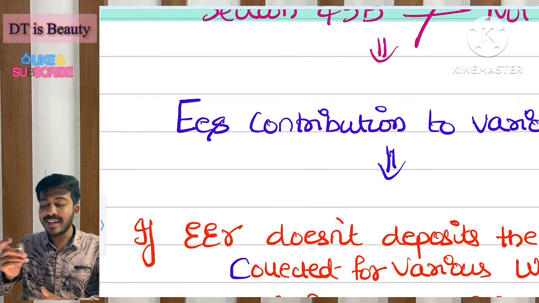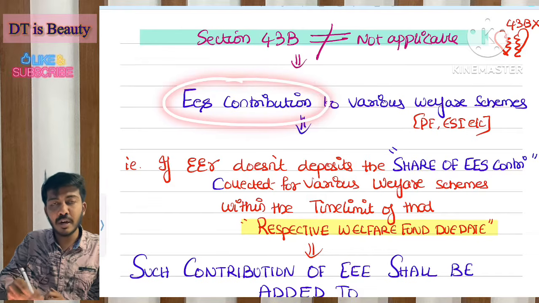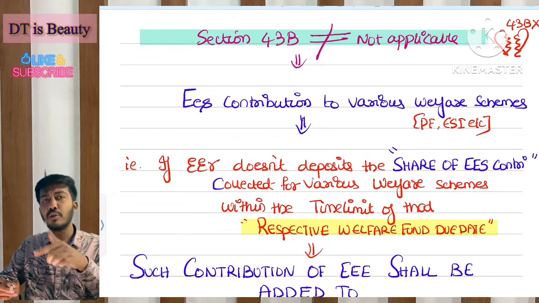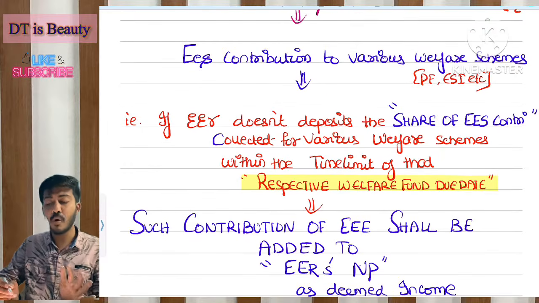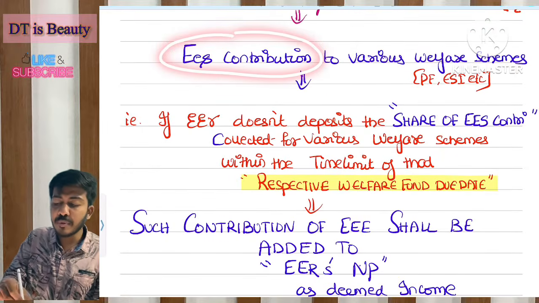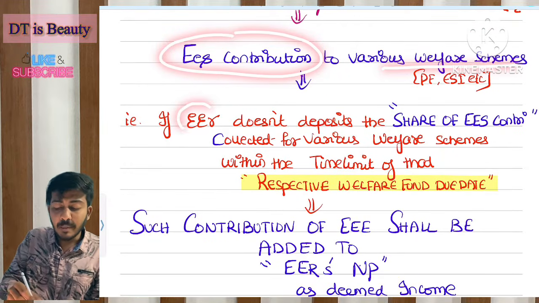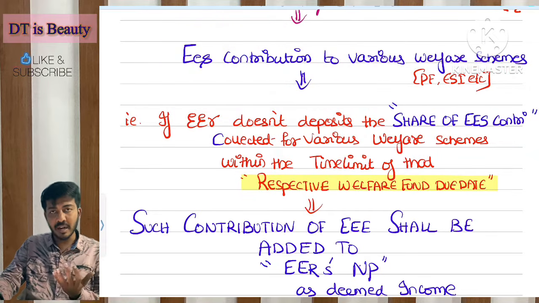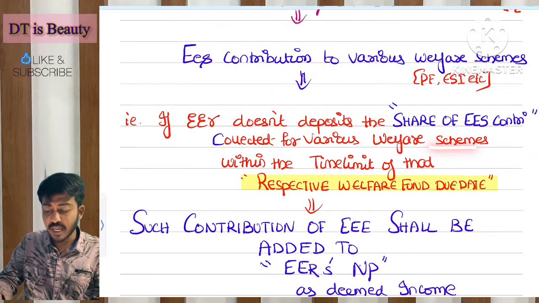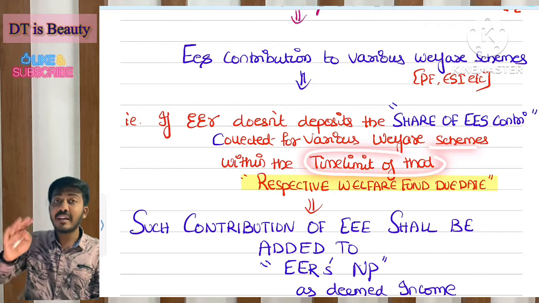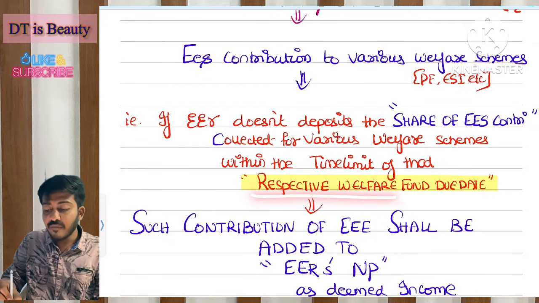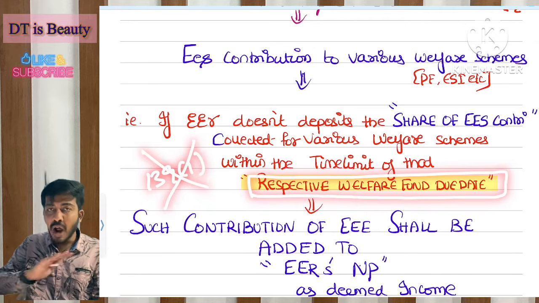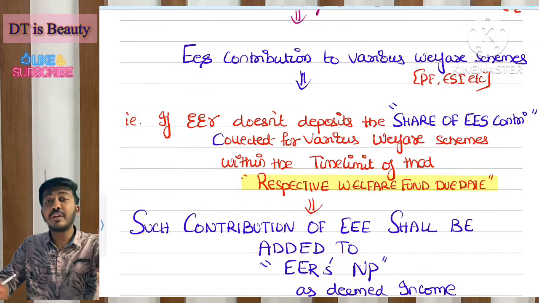Simple. Now he is acting as a mediator for the employee's contribution, right? He should act properly and behave properly. The rules are very, very strict here. See here. What is it speaking? Employee's contribution to various welfare schemes. If the employer does not deposit the share of employee's contribution collected for various welfare schemes within the time limit of that respective welfare fund due date, not the 139 one-time limit, not the income tax due date, that respective fund due date.